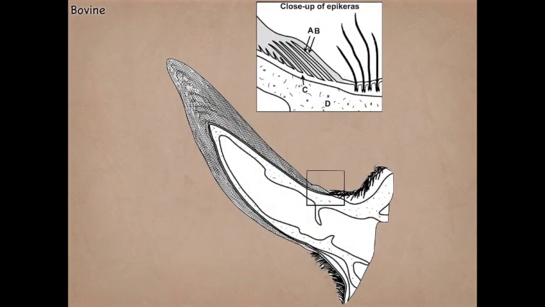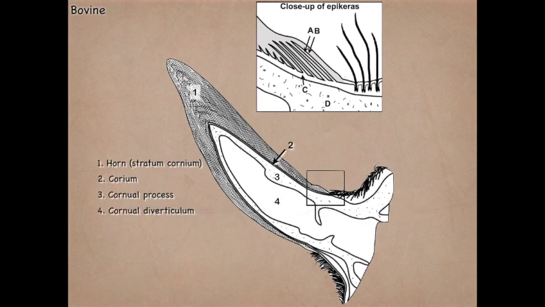Okay, here's just an illustration that shows the horn, the corium. Remember that the corium is the same as the dermis, but we use corium for the horn and the hoof and the claw. Cornual process of the frontal bone. And then here we have the cornual diverticulum of the caudal frontal sinus. Looking at the smaller illustration above, we have dermal papilla and germinal epithelium, and so this gives rise to, once again, tubular horn within the horn itself.